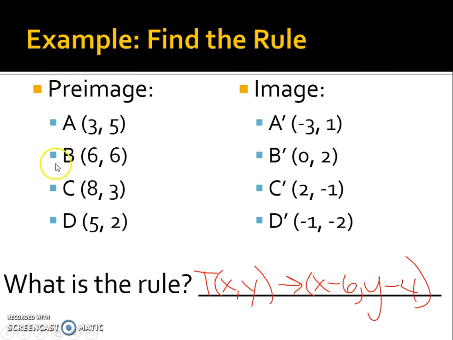So pre-image are these, image are these. That means pre-image is the original, image is the new one because it has an apostrophe next to each letter. What's the rule? From 3 to negative 3, you do minus 6. 6 minus 6 is 0. 8 minus 6 is 2. 5 minus 6 is negative 1. Look for that. And then you just do minus 6 for x. And then look from 5 to 1, 6 to 1, 3 to negative 1, 2 to negative 2. Look at the y's. It's y minus 4. So please write this: translation, x y, x minus 6, y minus 4.